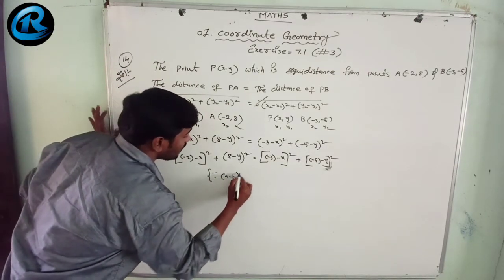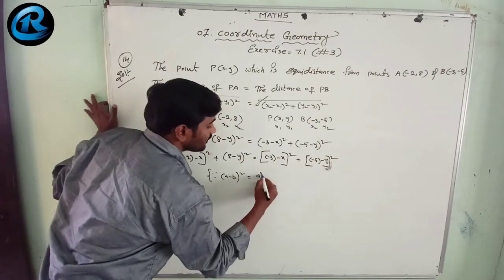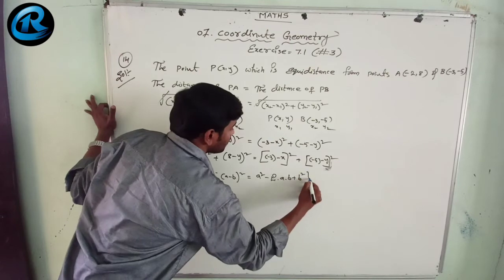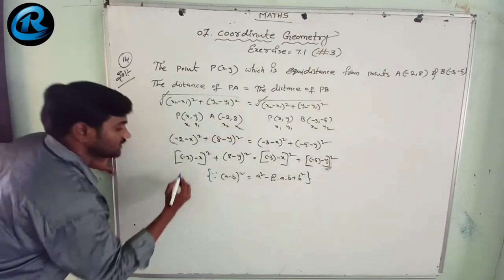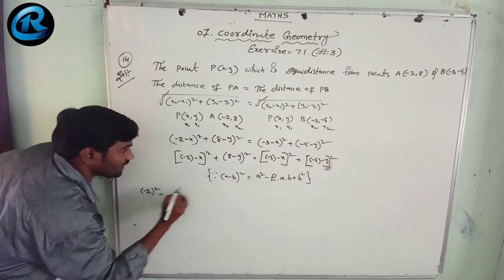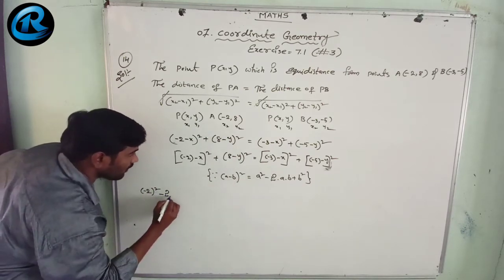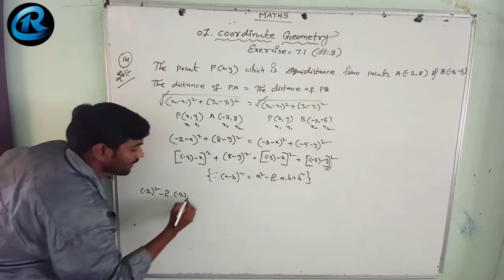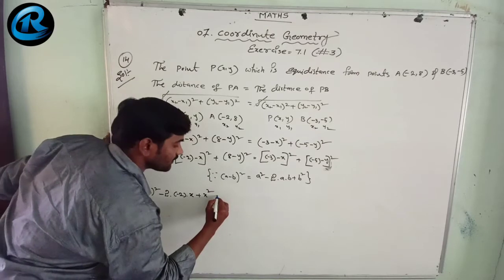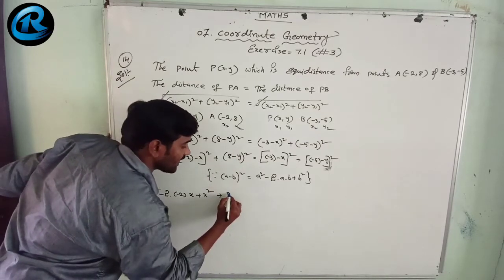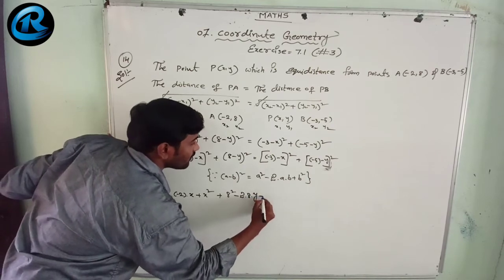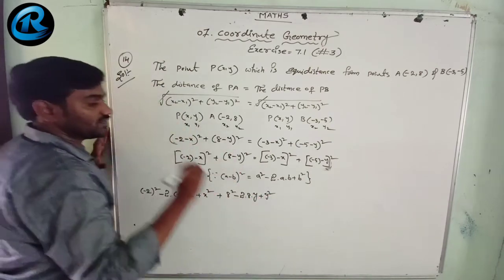(a minus b) whole square form, that equals a square minus 2ab plus b square. Let us change this: (-2) whole square minus 2 into a, b, that is x, plus b square. That is finished. Next here, a square is 8 square, minus 2ab, that is 8 into y, plus b square, that is y square. Here is finished.